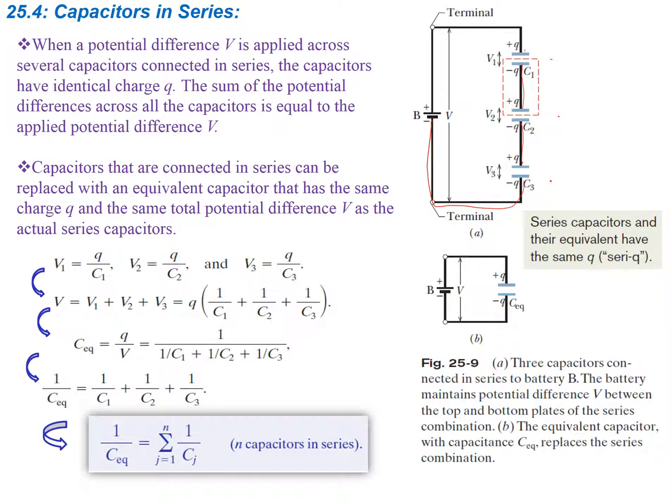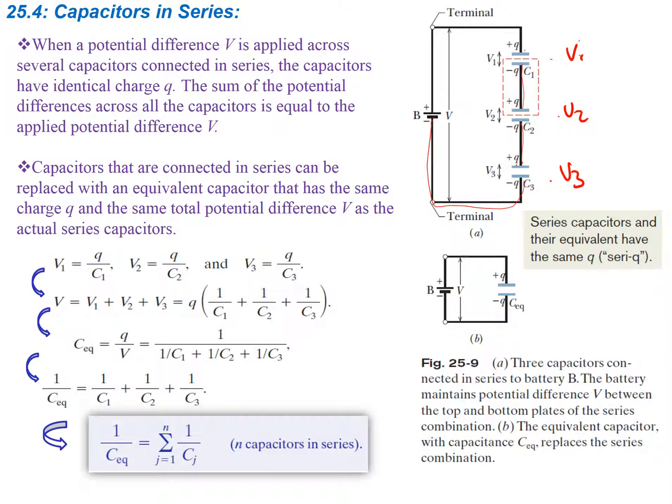and the sum of the potential differences across all the capacitors is equal to the applied potential difference V. So you're going to have a V1, a V2, and a V3 across each of these capacitors. And it's going to depend on what the capacitance is and also the charge, which is going to be the same across all of them. All right, so this Q is the same as this Q is the same as this Q. All right, so our voltages could be different depending on, again, what the capacitance is.